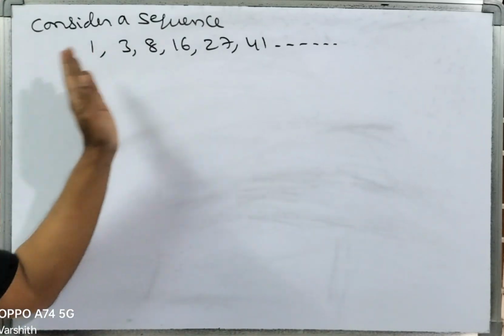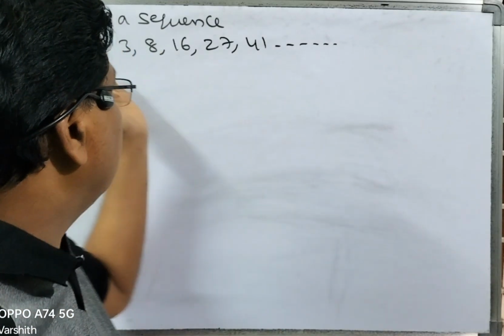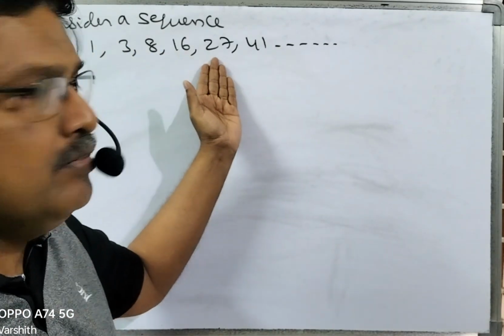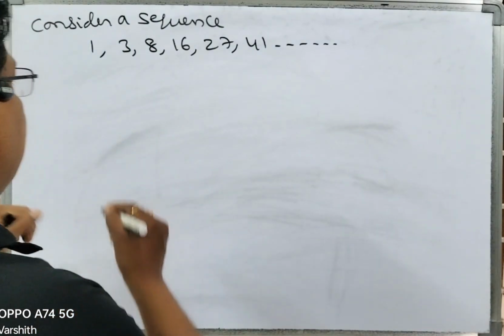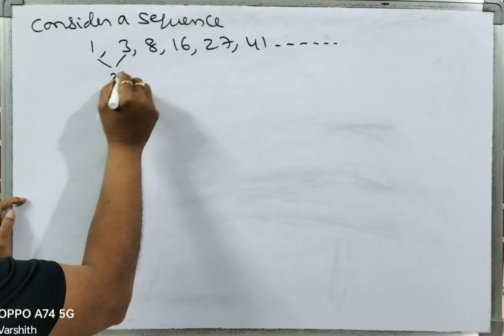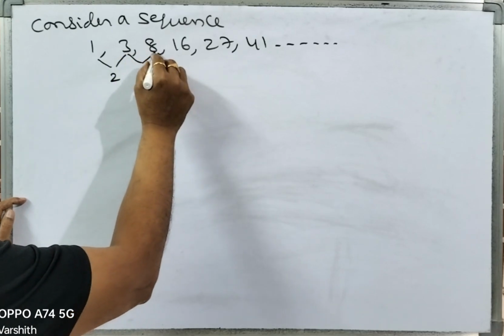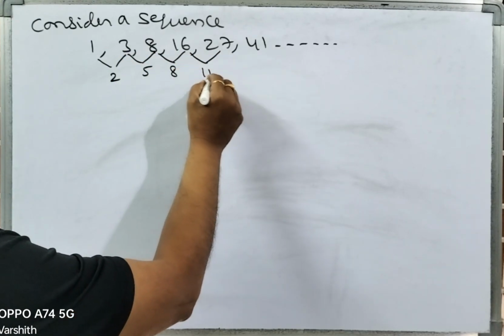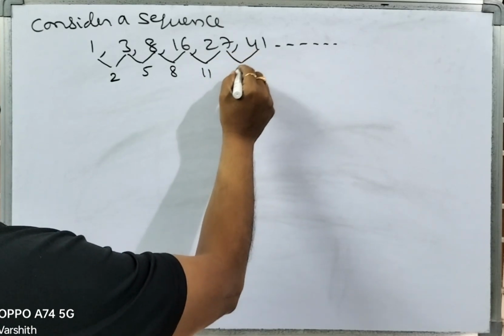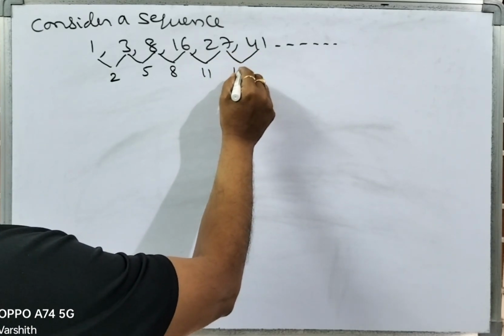Now I am considering the sequence 1, 3, 8, 16, 27, 41, and so on. Let us try to find the differences. The difference between 1 and 3 is 2, 3 and 8 is 5, 16 minus 8 is 8, 27 minus 16 is 11, and 41 minus 27 is 14.